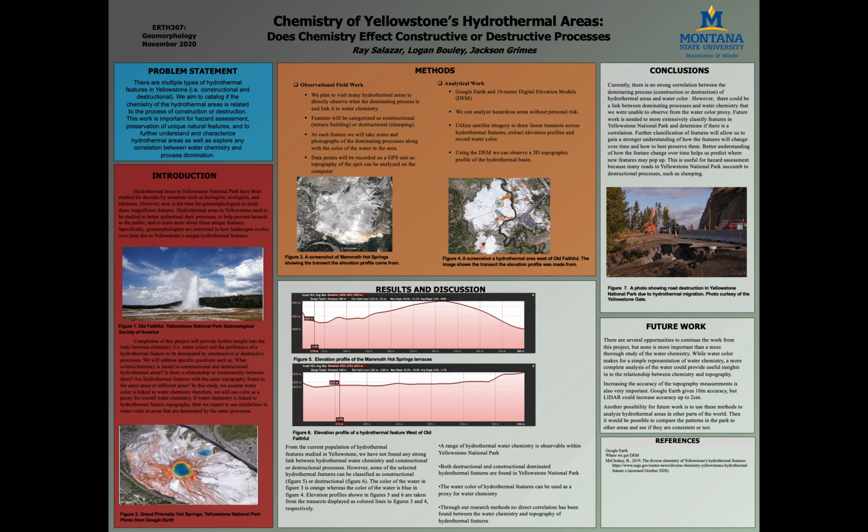And what we're going to do is use Google Earth to draw linear transects across hydrothermal features and hydrothermal basins, and this will give us elevation profiles of these features. And the satellite imagery provided by Google Earth will also tell us the water color and therefore chemistry. Then using DEMs, we can observe more of a 3D topographic profile of hydrothermal basins rather than just a 2D transect that Google Earth will give us.